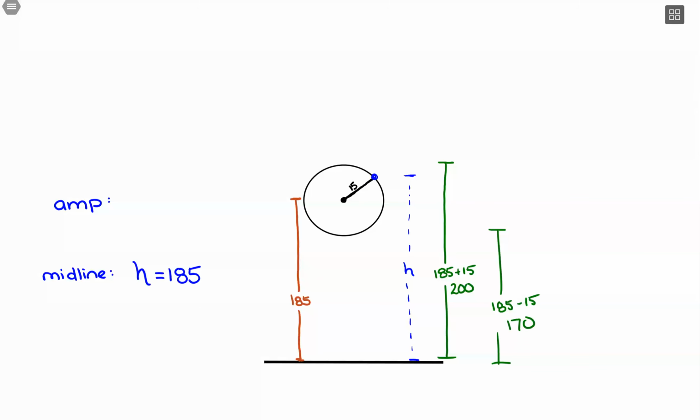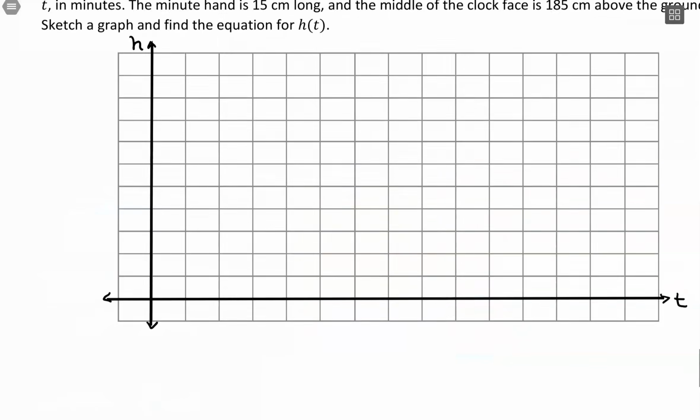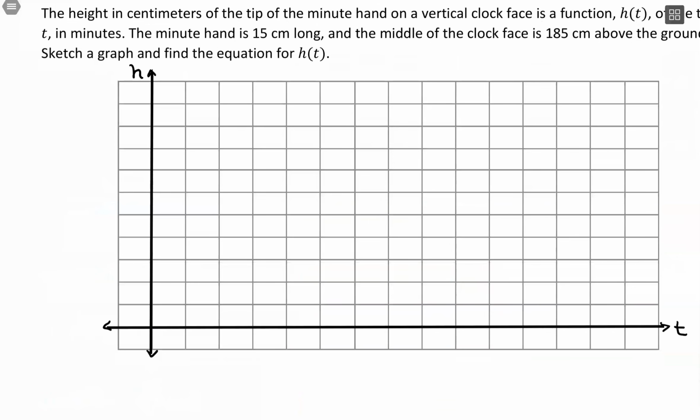So with that, I now have an idea of the values for my y-axis or my h-axis. So the amplitude is 15, because we keep returning to this 185, but then go up to 200, go down to 170. So visually, what that means for our graph, I'm going to need to see between 170 and 200. I'm going to go ahead and skip ahead to 160 here, and then go by tens. So 160, let me jump.